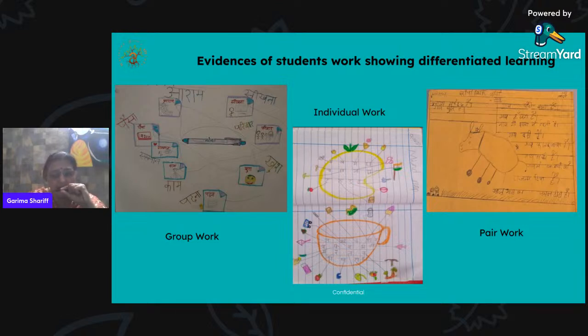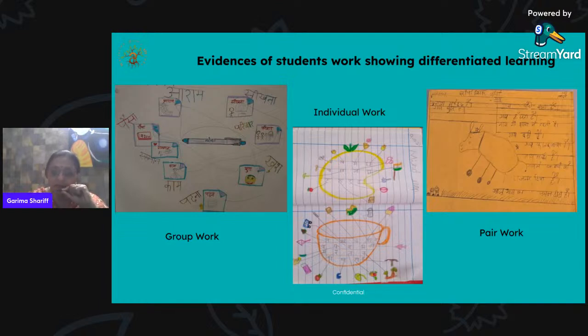The last one which I tried was a pair work. Again, it was a see, think, wonder routine that I tried in Hindi class. In this, the kids were given an animal of their choice. In the same way, I promote agency while teaching. I had given a number of animals of their choice. They had to think about that animal, draw an image, and write sentences on it.